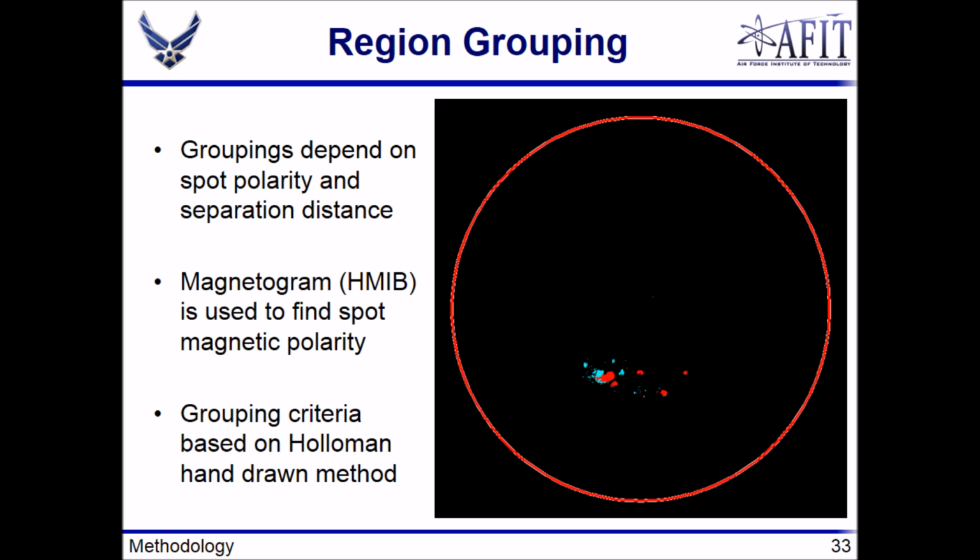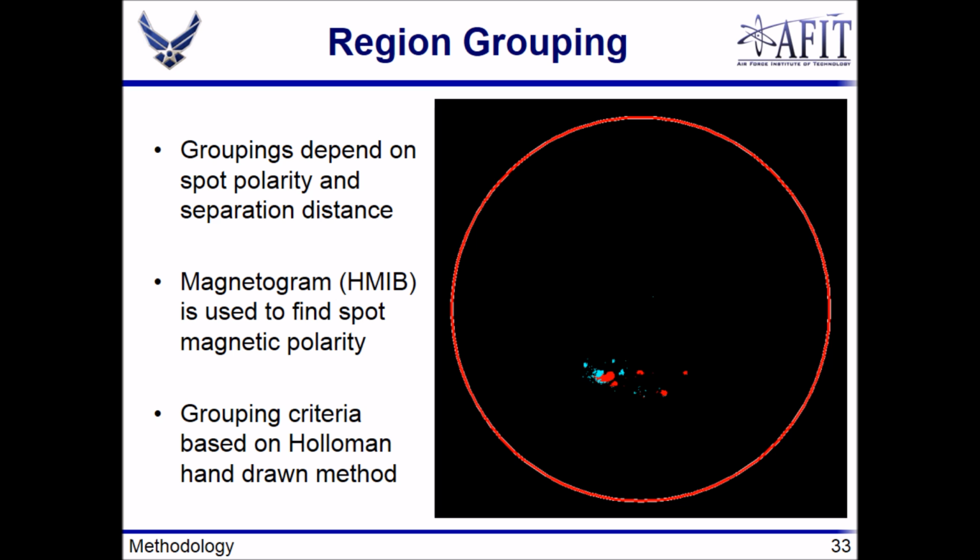So after I have the longitude and latitude, on slide 33, I want to group all of the sunspots that I detected. The groupings depend on sunspot polarity and the separation distance from other sunspots. I mentioned the magnetogram image earlier, so that's where this comes in. I've highlighted the different regions of magnetic polarity on the image on the right. All the sunspots that are red have the same magnetic polarity, a southern magnetic polarity, where the blue ones have a northern magnetic polarity. The grouping is performed based on the process that is used at Holloman Air Force Base for the same hand drawing method. So same process.